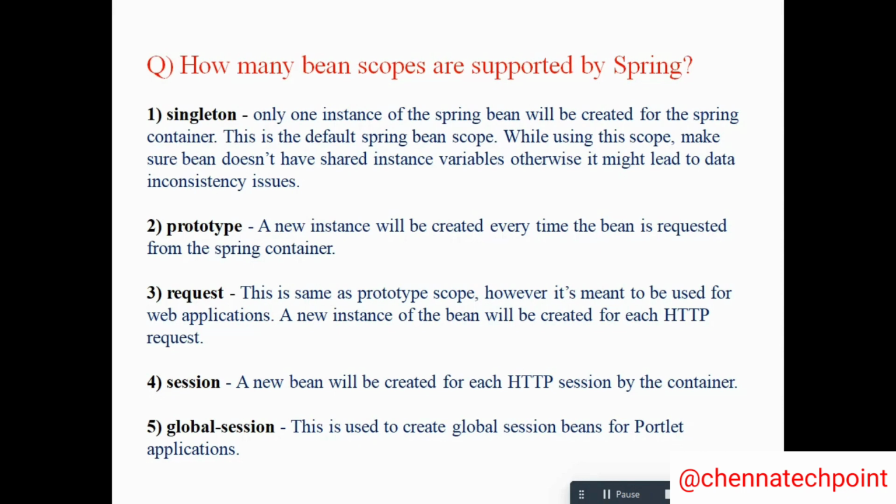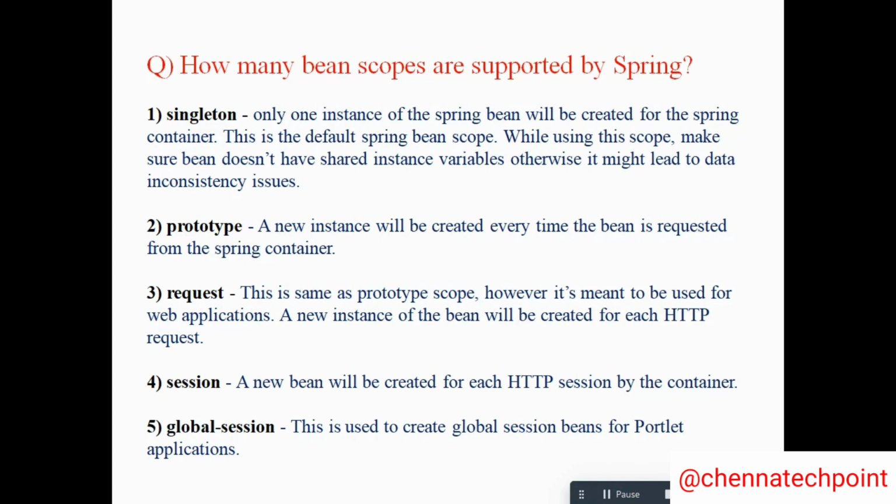Next one, how many bean scopes are supported in Spring? These are the bean scopes. First one, singleton. Singleton means it will have only one instance. Whenever the user sends a request, it will use the same instance. Second one, prototype. A new instance will be created every time the bean is requested from the Spring container. It will create a new instance for every request.